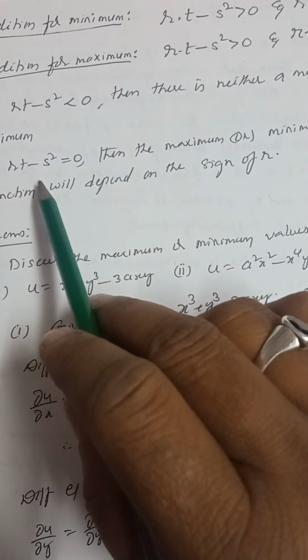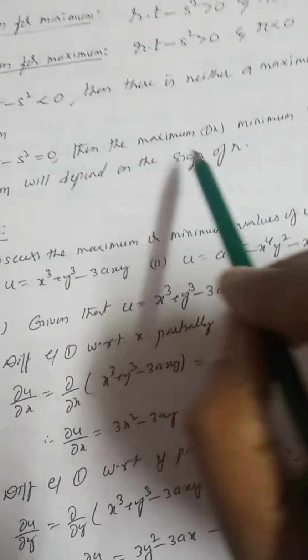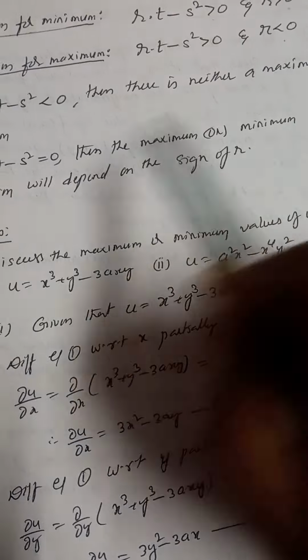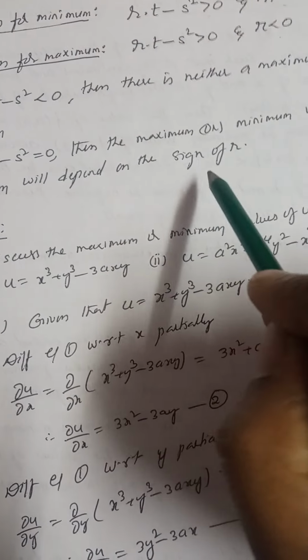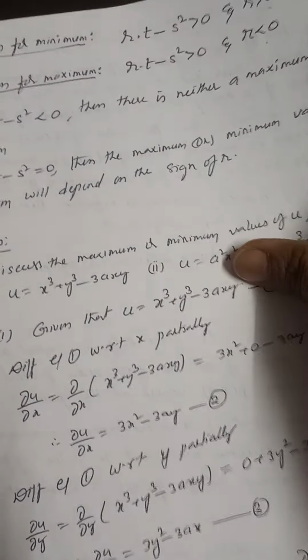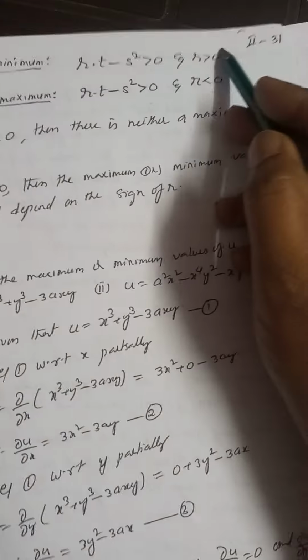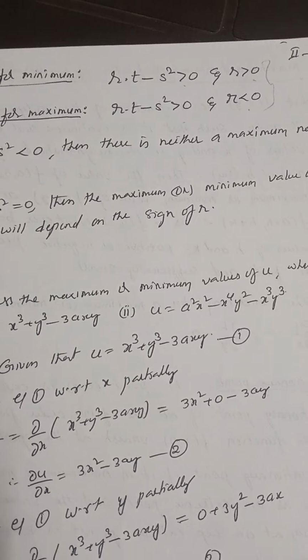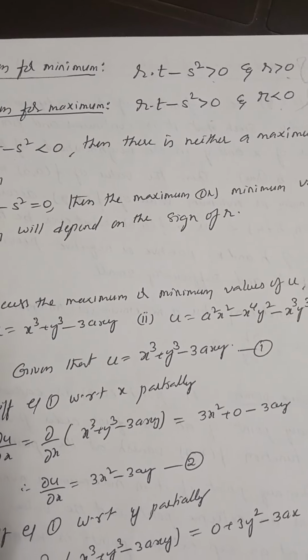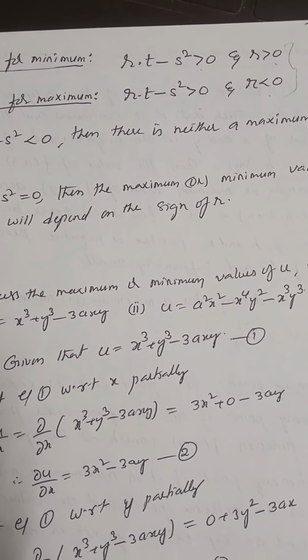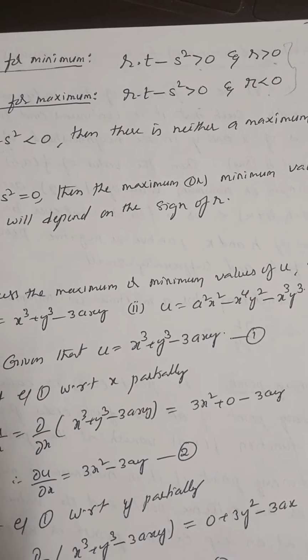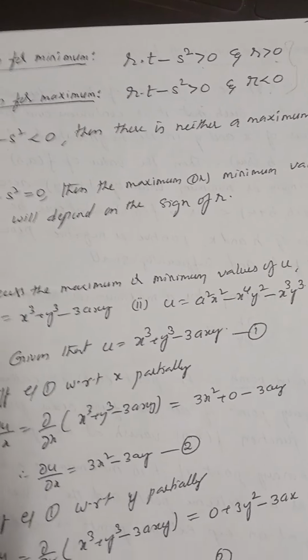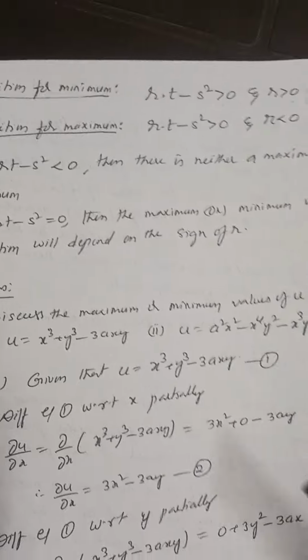Suppose the next condition: if rt minus s squared is equal to 0, then the maximum or minimum value of the function will depend on the sign of r. Right? These are the conditions. These two are very important conditions. rt minus s squared greater than 0 and r greater than 0, then the function has a minimum value. rt minus s squared greater than 0 and r less than 0, then the function has a maximum value.